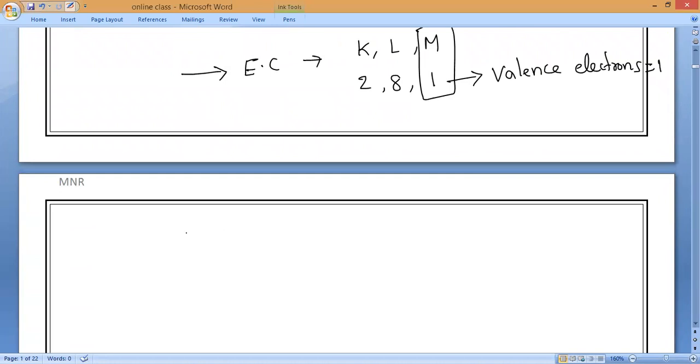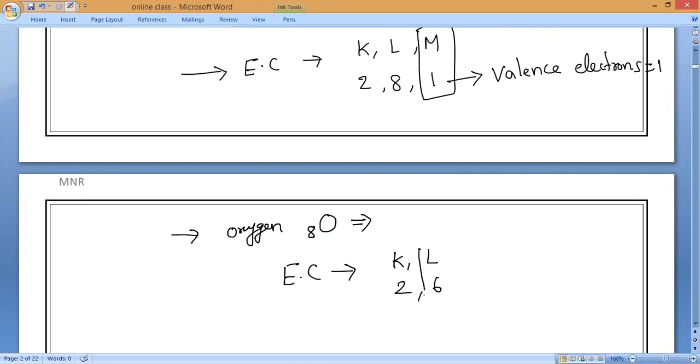Next, oxygen. If you have taken oxygen, tell me, what is the atomic number? 8. So what is the electronic configuration? 2, 6. So what are the valence electrons? 6. Keep it in mind, it is valence electrons. Is it okay, everybody? So the valence electrons of oxygen is 6.